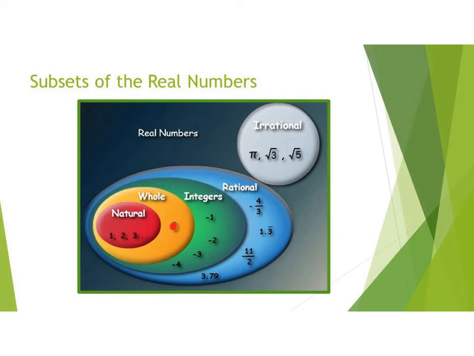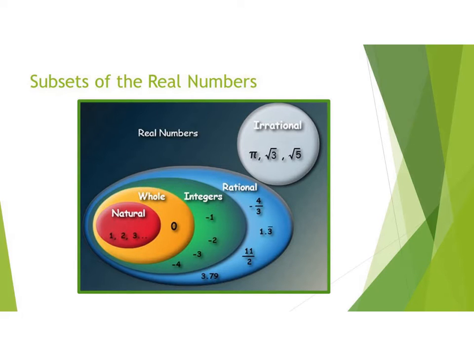Then we add 0 and go up to our whole numbers. Then we add our negatives and go up to integers. In this green circle, we have everything from negative infinity to positive infinity, but no decimals or fractions yet. So we go up one more circle to rational numbers, which include our decimals and fractions. And not just any decimals, but decimals that can be written as fractions. Those are included in this larger blue oval.